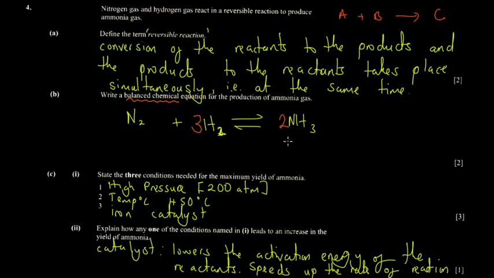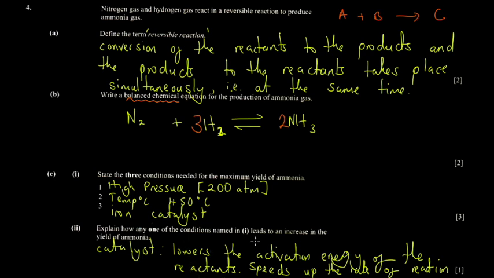Explain how any one of the conditions named leads to an increase in the yield of ammonia here. So you can use the catalyst. This one lowers activation energy. If you want, you can choose not to put this one there, because the function that a catalyst serves is similar to that of an enzyme. So you can just say it speeds up the rate of chemical reaction. It will be fine like that.